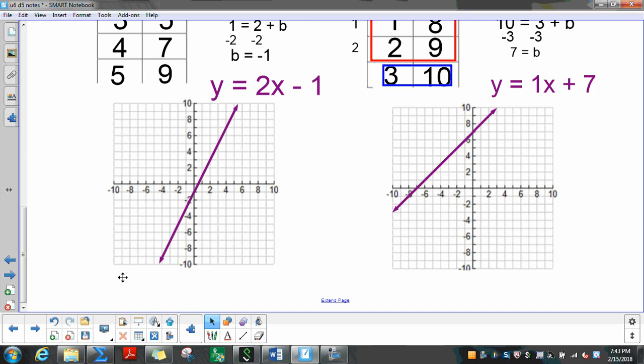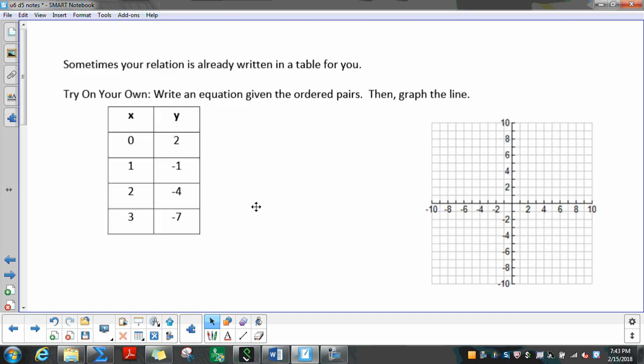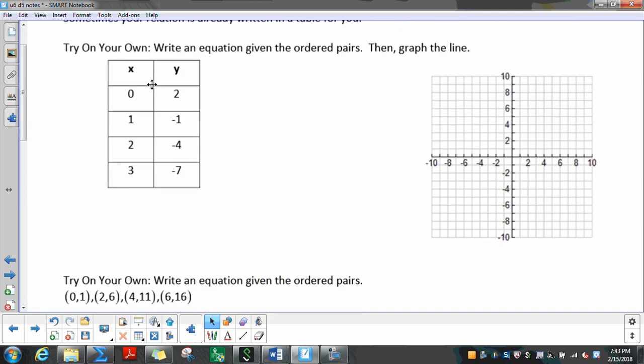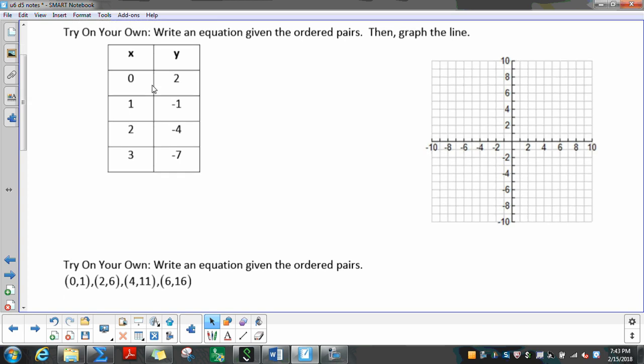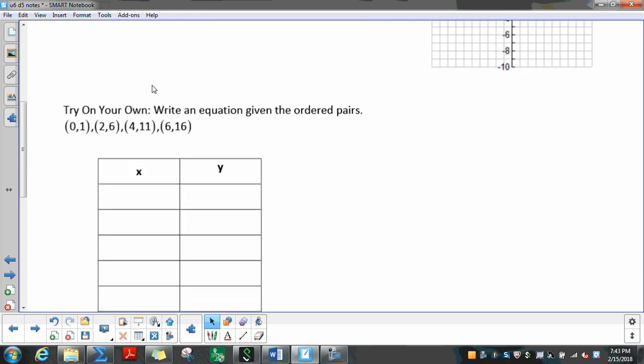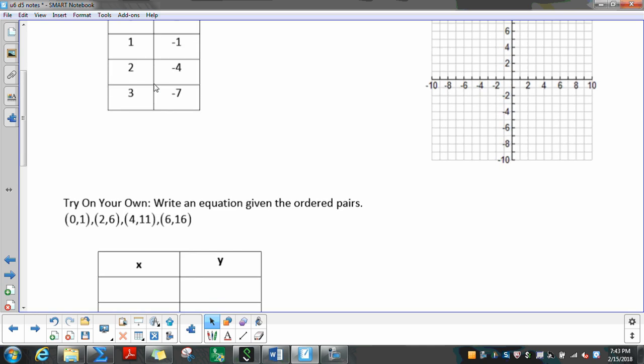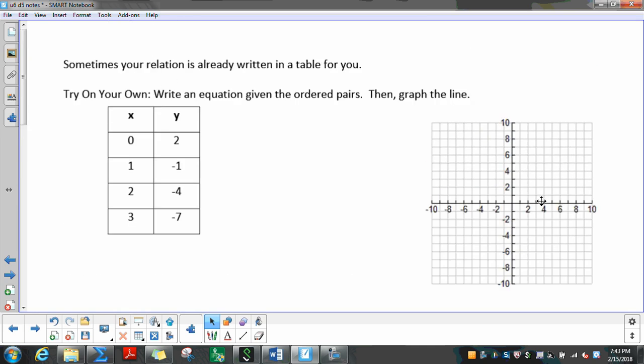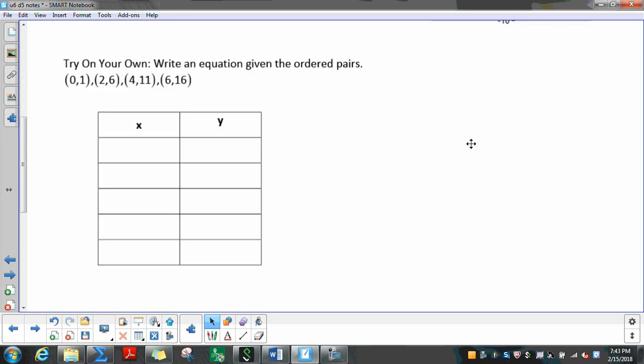Alright, so you guys are going to try the last 2 on your own. One I gave to you and it's already in a table, so you don't have to worry about writing that out. And then the other one, I didn't. So this one, you have to graph the line. This, try on your own. I just want the equation.